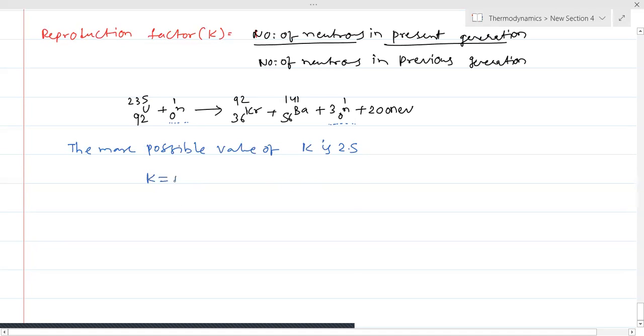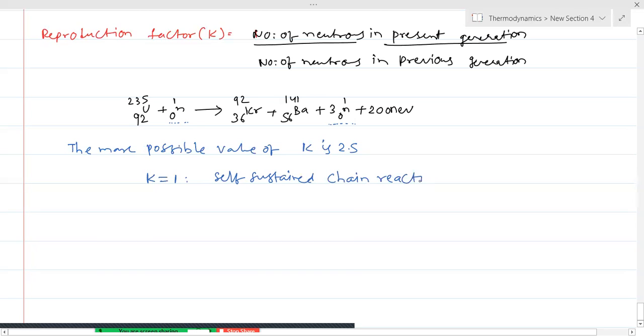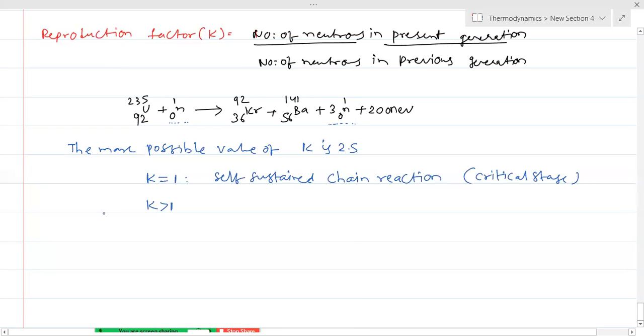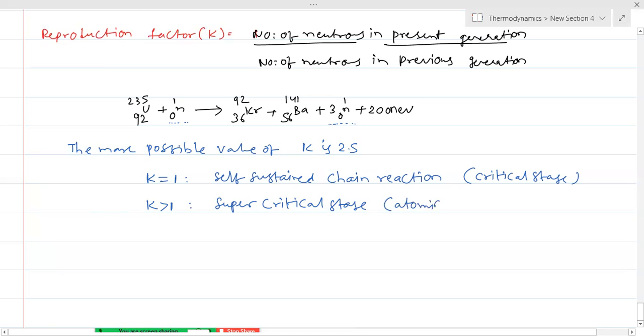It is observed that if K equals 1, that is called a self-sustained chain reaction. We call this the critical stage. If K is greater than 1, the number of neutrons in the present generation relative to the previous generation is more than 1. Then it is called the supercritical stage, and that is an example of an atomic bomb.